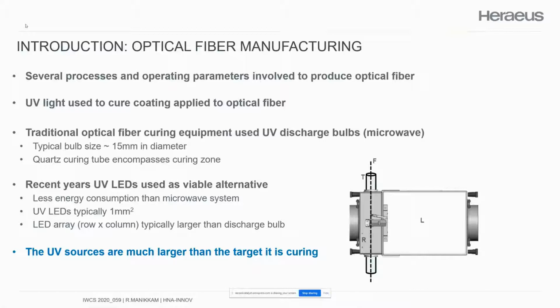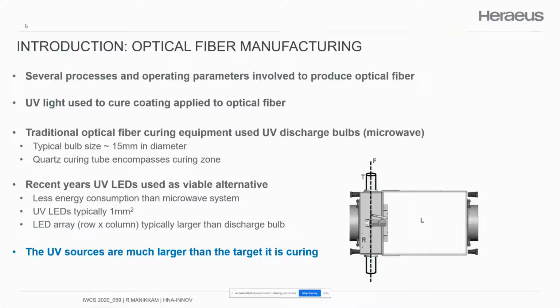Now, in recent years, UV LEDs, instead of these microwave lamps, have been proven to be viable alternatives and are starting to emerge in this market. And what makes the UV LEDs attractive is their ability to consume much less energy in comparison to the microwave systems. The microwave lamps also have UV sources or bulbs that could be as large as 15 millimeters in diameter, whereas UV LEDs in size can typically be, a single chip can be around 1 millimeter squared.